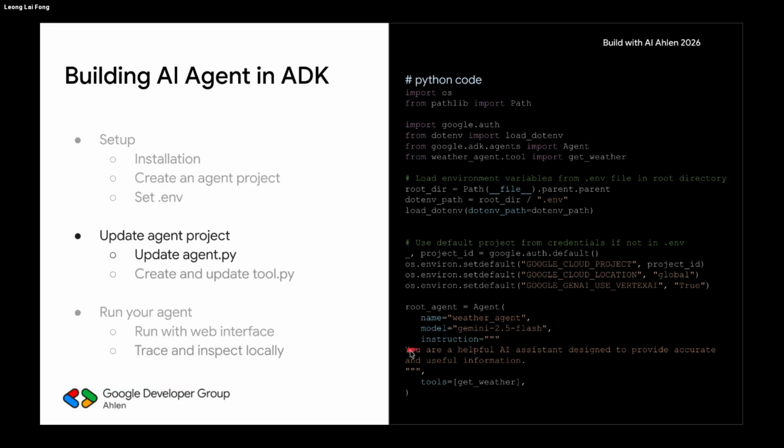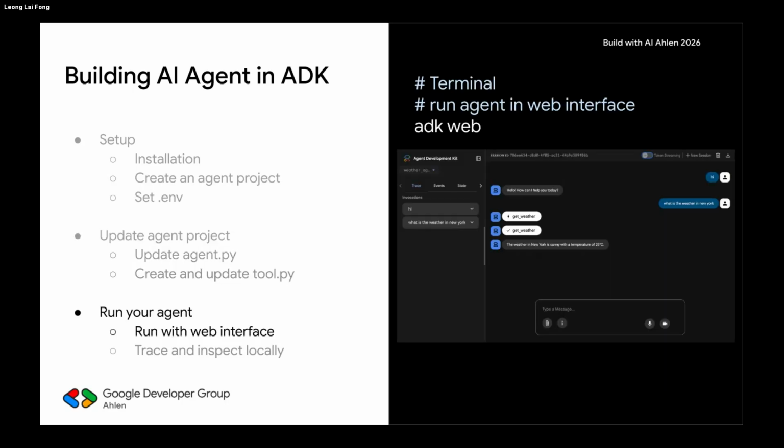Then here you just give it an instruction. For this case, the agent is a weather agent, so I just give a simple prompt: you are a helpful AI agent assistant designed to provide accurate and useful information on the weather. It will connect to the tools I assign it, which is get_weather. Of course, we will need to define the get_weather function in the tools file, so we will update the tooling file.